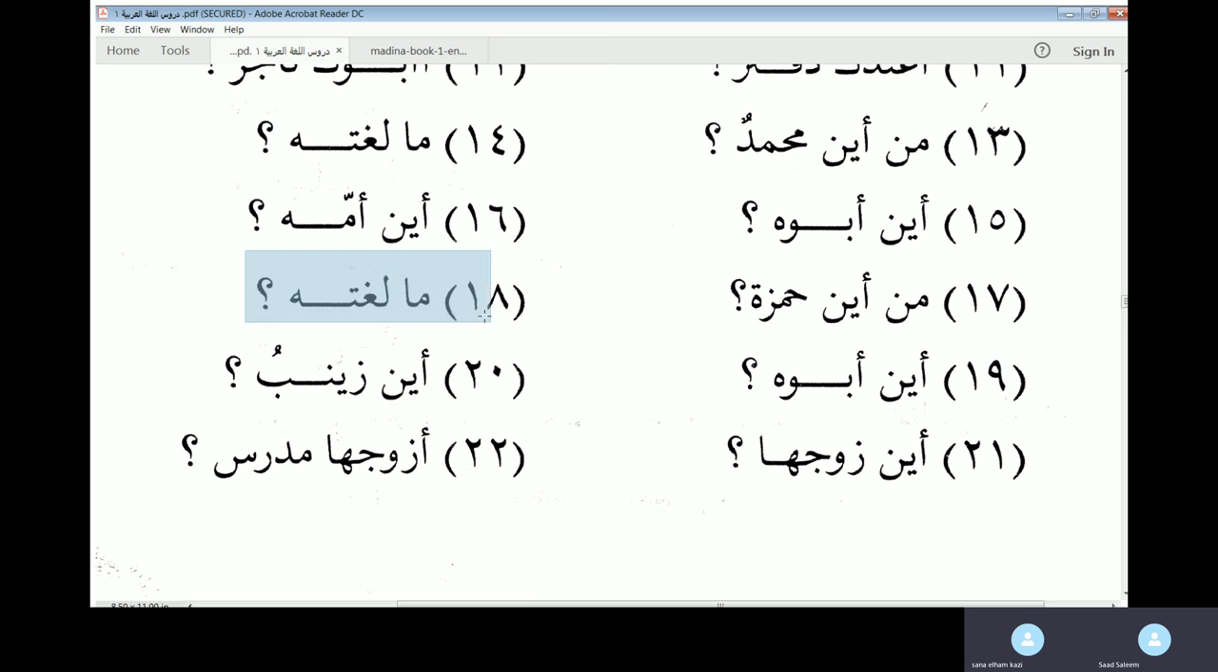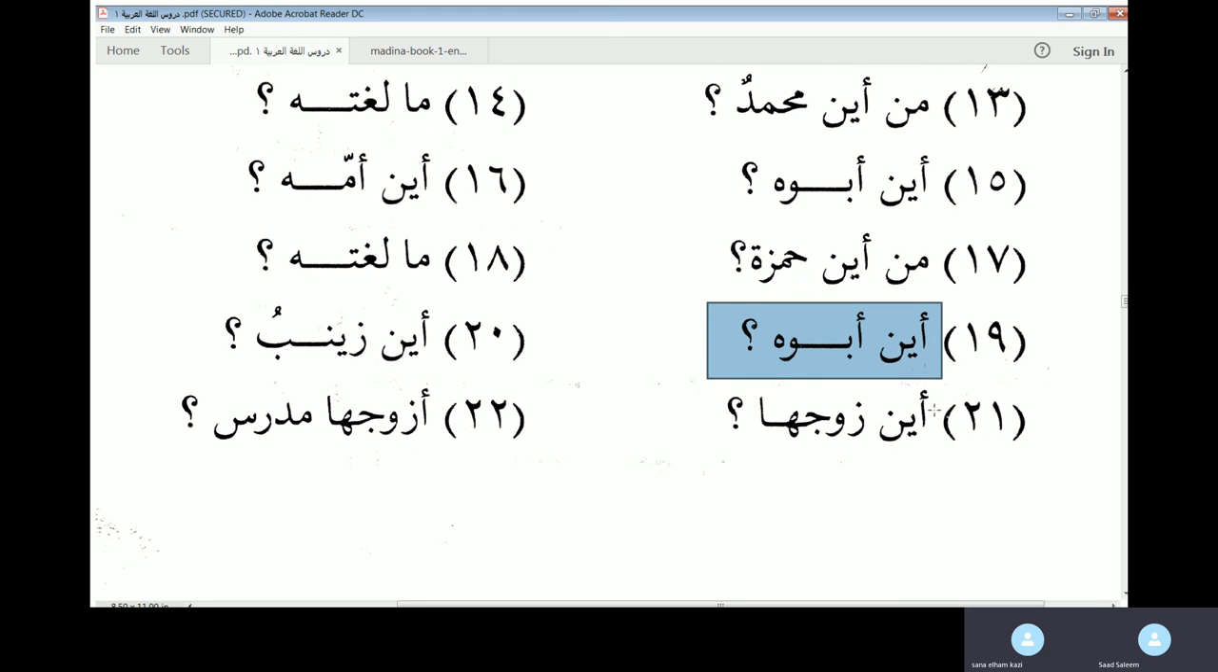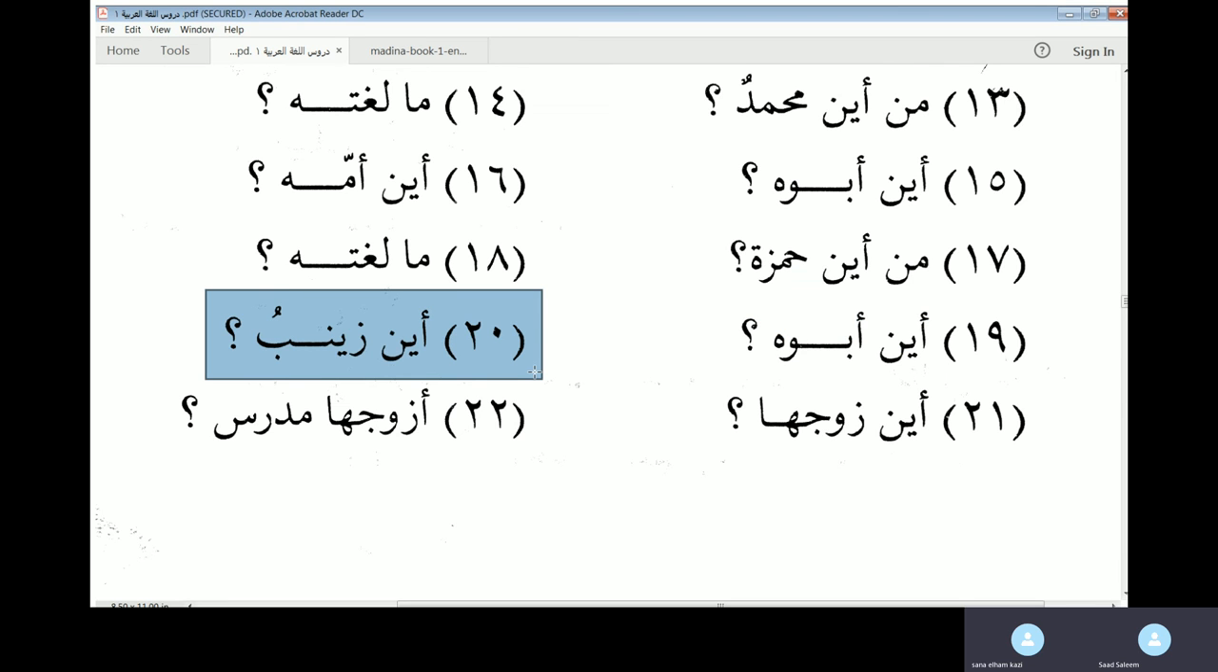Ma lughatuhu, and what is his? What is his language? Lughatuhul-Arabiyyatu. Aina abuhu? Where is his father? Abuhu fil yabani. Aina Zainabu? Where is Zainab? Here fil yabani. I think she is in Medina or maybe. Okay. Next question.